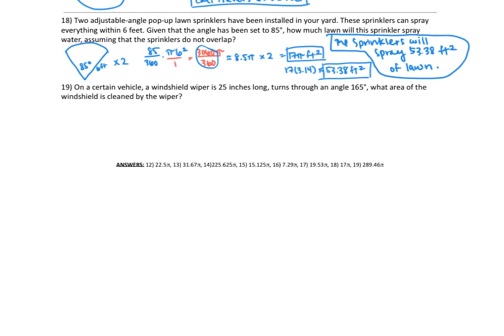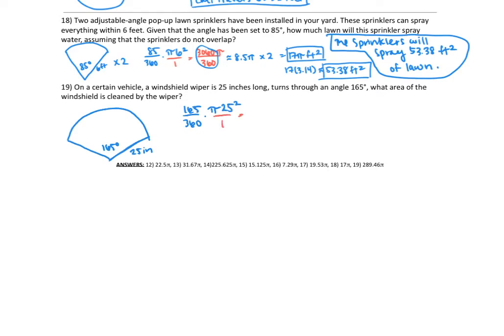All right, number 19, it says on a certain vehicle, windshield wiper is 25 inches long, turns through an angle of 165 degrees. What is the area of the windshield cleaned by the wiper? Okay, so in this case, we have a windshield wiper that sweeps something like this. The actual wiper is 25 inches long, and it sweeps at an angle of 165 degrees. So this is just a basic sector area problem. So 165 over 360, that's the fraction of the circle, times pi times the radius squared.